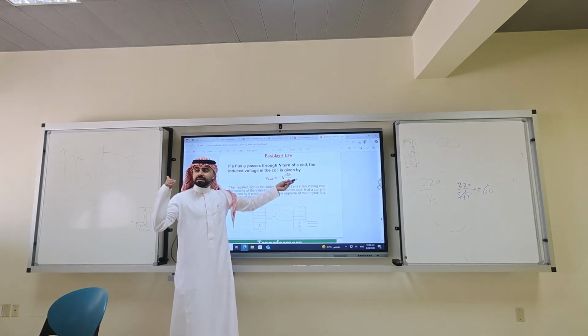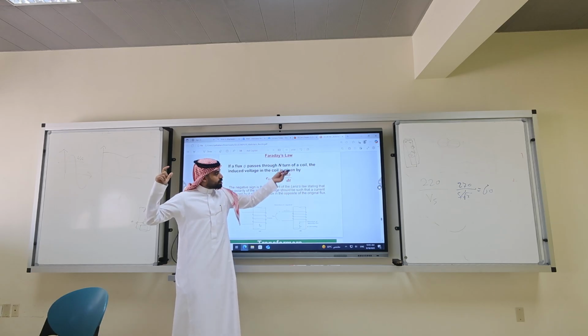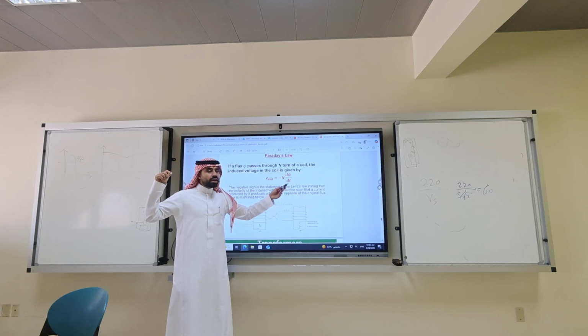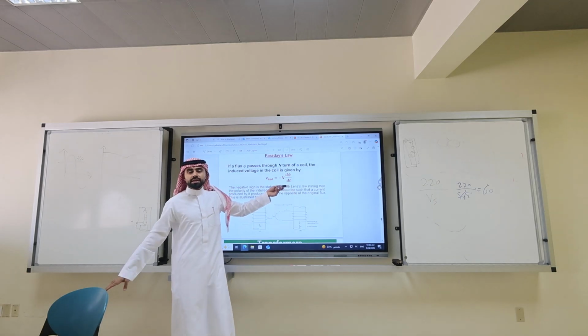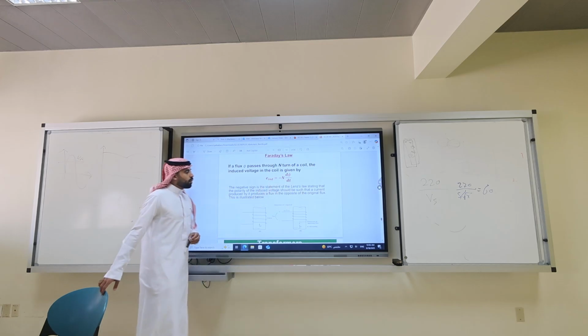If the current is DC, or the voltage supplied to the coil is DC, the flux is what? DC. Will it have a change? No. So there is no induced voltage. Change the source to AC. Yes, there is a change in the flux with respect to time, so there is an induced voltage.